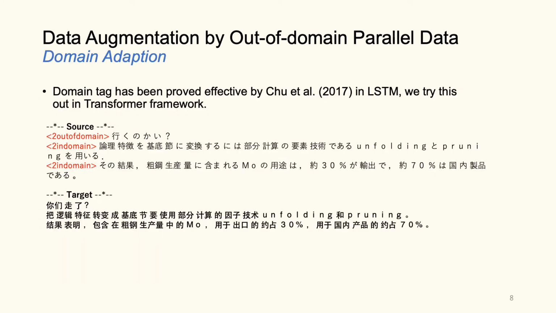Then we also tried domain adaptation by using the domain tag in front of every source sentence. This tag has been proved effective by Chu in LSTM. This time we tried this out in the transformer framework.